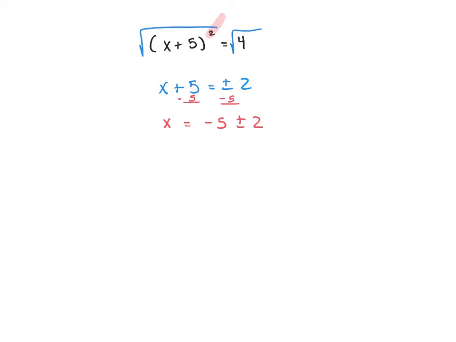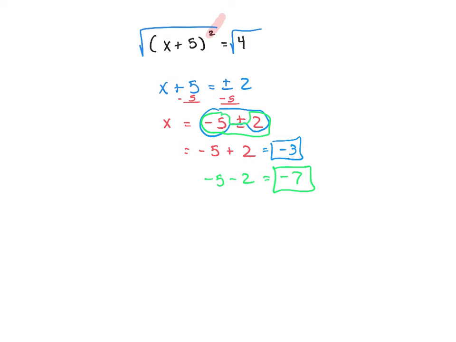Now, in this particular case, we can actually do negative 5 plus 2. That's this part, which would give you negative 3. So there's one of our solutions to this quadratic equation. And then we could also do negative 5 minus 2. That would be this part. Negative 5 minus 2, negative 7. That would be our other solution.